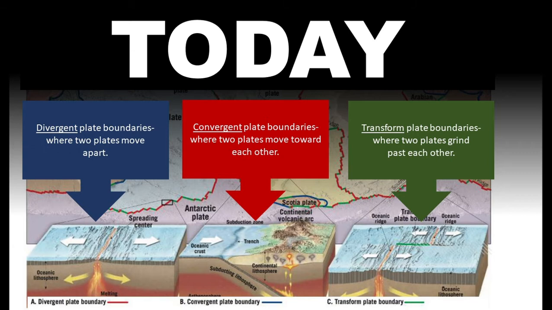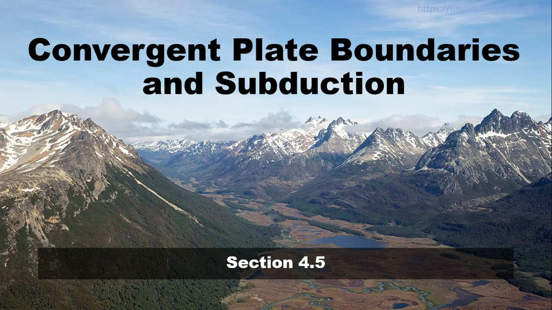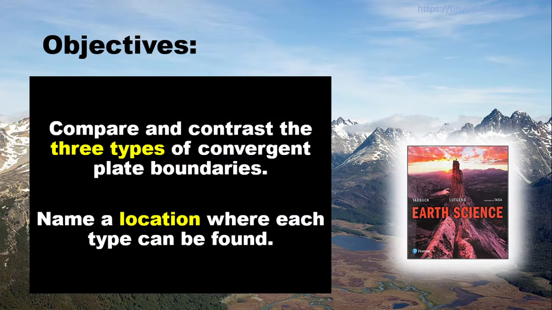Well, today we're going to keep talking about these different kinds of plate boundaries, what can happen along them, and ultimately why they are moving the way they do. So today we're going to work through our second and third of these different plate boundaries. The first, the one that we're going to spend time on, is the convergent plate boundaries and the subduction that happens along them. This comes from section 4.5 in your book.